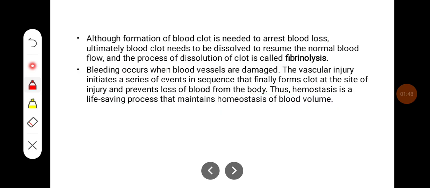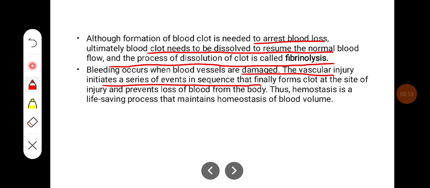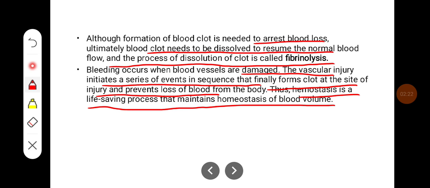stops bleeding. Although formation of blood clots is needed to arrest the blood loss, ultimately the blood clot needs to be dissolved to resume the normal blood flow, and the process of dissolution of the clot is called fibrinolysis. Bleeding occurs when blood vessels are damaged. The vascular injury initiates a series of events in sequence that finally forms a clot at the site of injury and prevents loss of blood from the body. Thus, hemostasis is a life saving process that maintains the blood volume.